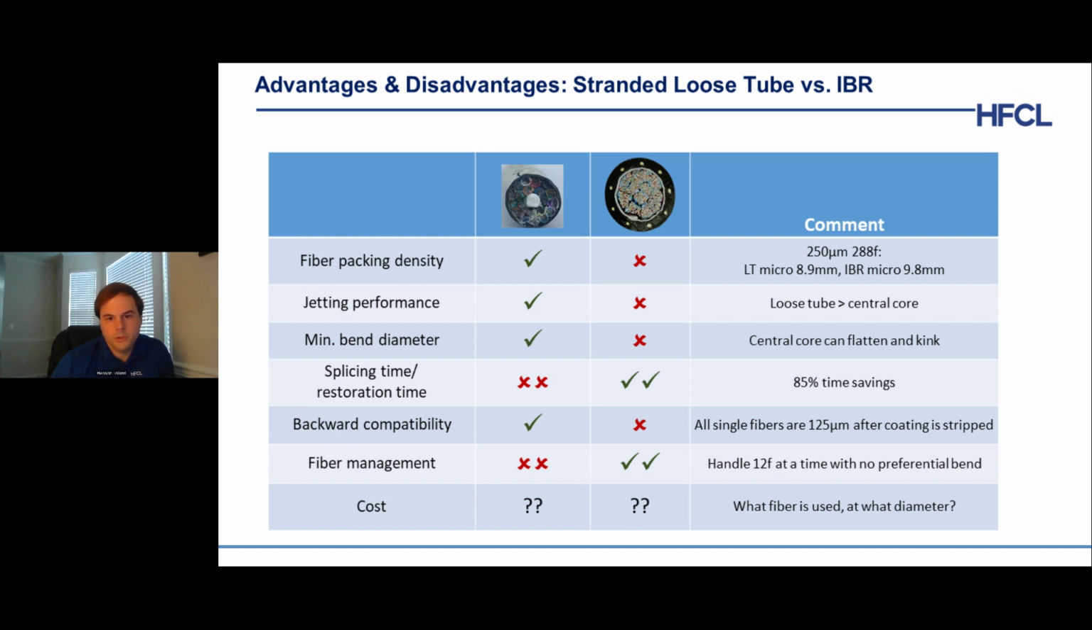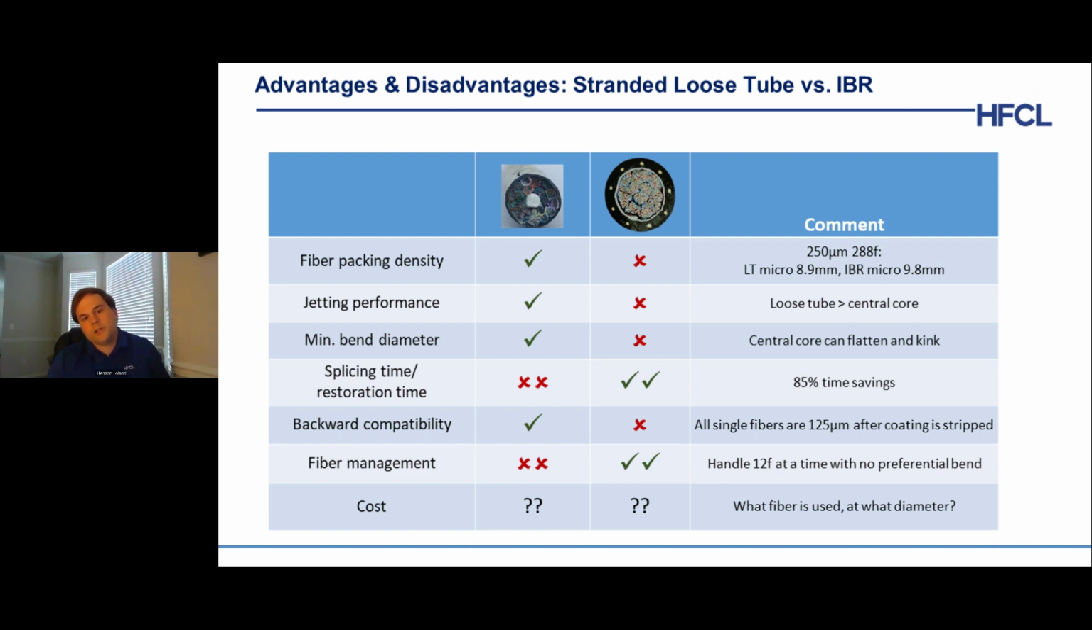The jetting performance, loose tube, you do have that centrally located FRP as opposed to the peripherally located strength components there. And so the central location of the FRP is preferred in terms of the performance on the jetting side of things. And then the minimum bend diameter, loose tube is also favored here. The central core can indeed flatten and kink, given just the general nature of this construction.